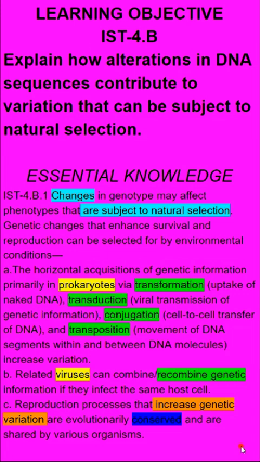So again, prokaryotes go through transformation, transduction, conjugation, and transposition. Viruses can recombine genetic material. All those changes are subject to natural selection, but it's the processes that increase genetic variation that are conserved over time.